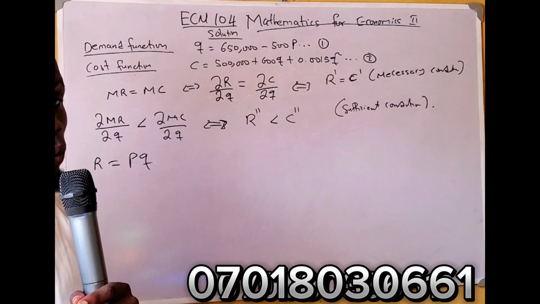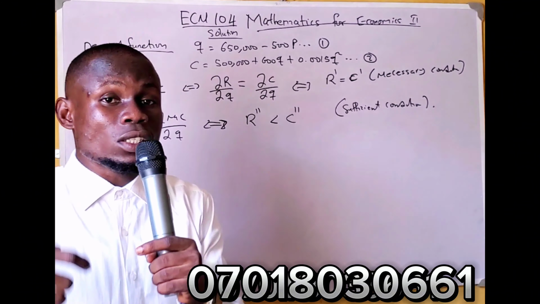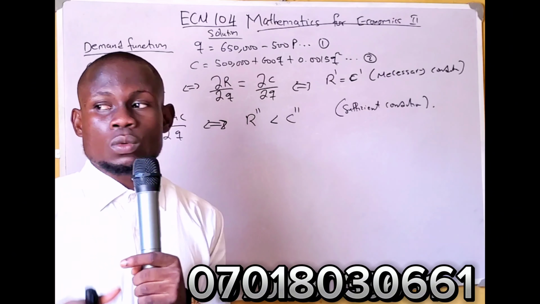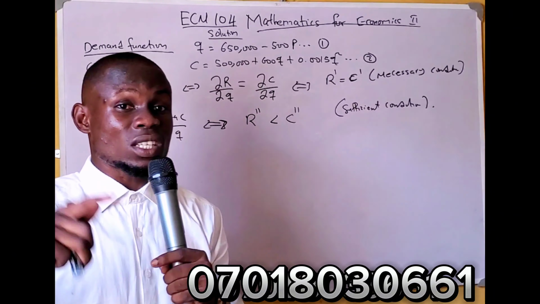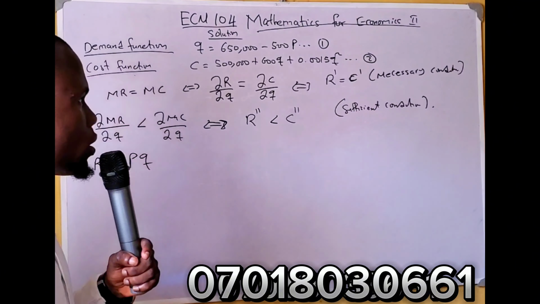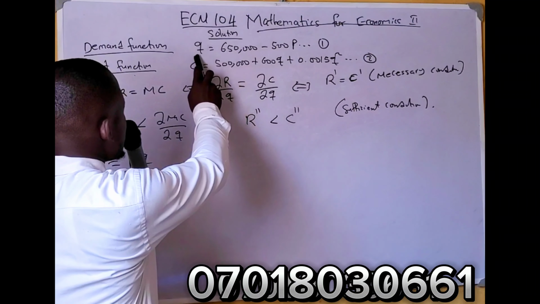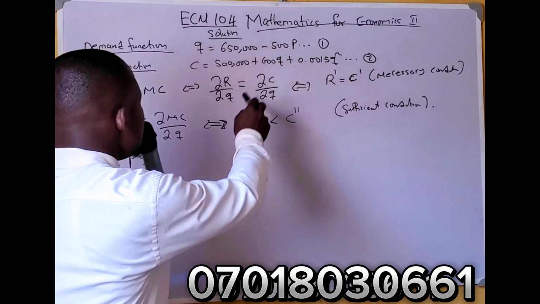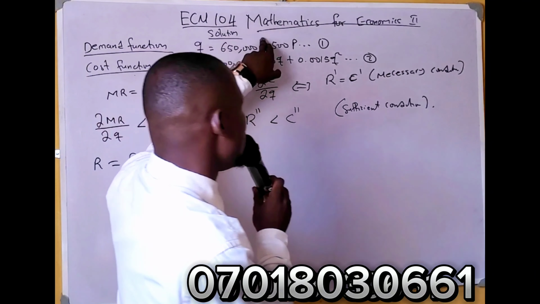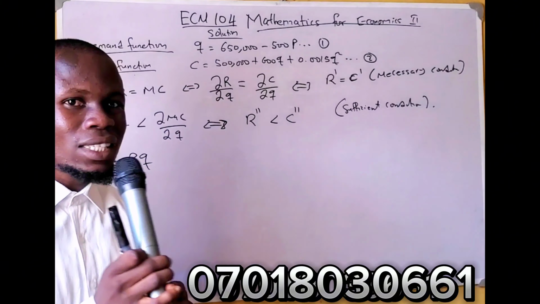Revenue is different from profit. When we talk about revenue, we're talking of the total income that the firm earns from all the goods sold. When we talk about profit, we are removing the cost from the revenue, and what is left is the profit. So revenue is simply price times quantity. Now look at it. One popular mistake many students make when solving this question is that, since they already have their quantity here, they multiply it by P. So they will get something like 650,000 P minus 500 P squared, and that will be their revenue. Quite alright, that is still their revenue.